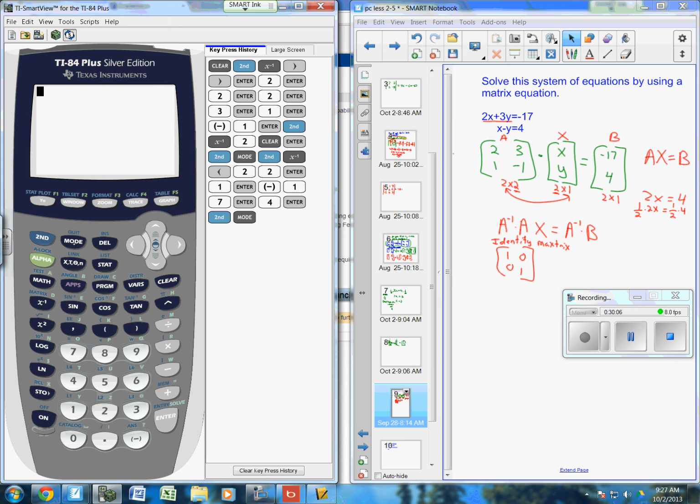Go to your main screen. And we're going to do A inverse times B. So everybody ready? Hit second and matrix, and you're going to bring up matrix A. And see this x to the negative 1 button? That's A inverse. And then you're going to hit times, and then you're going to go get matrix B. And you're going to hit enter. And there's the solution to this system of equations. Negative 1, negative 5. That's a little bit faster than the other way you learned, right?